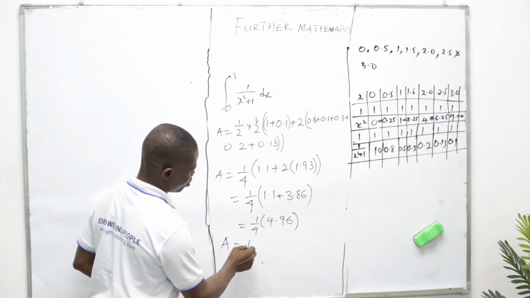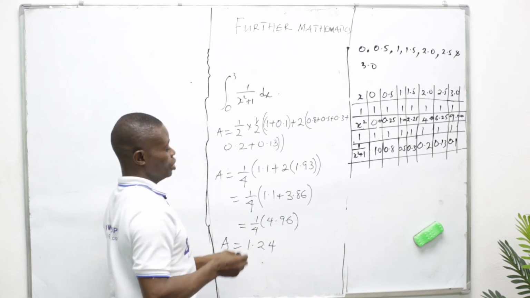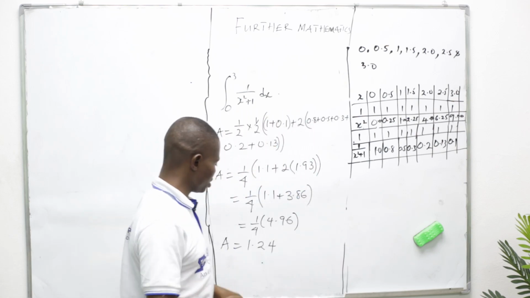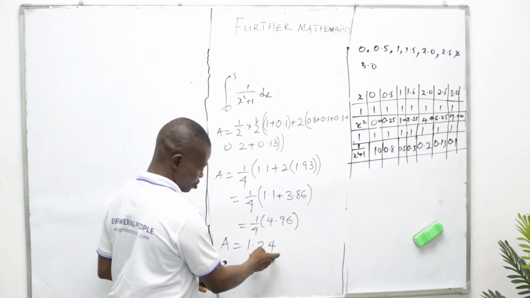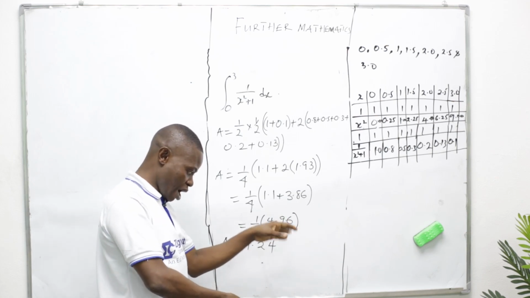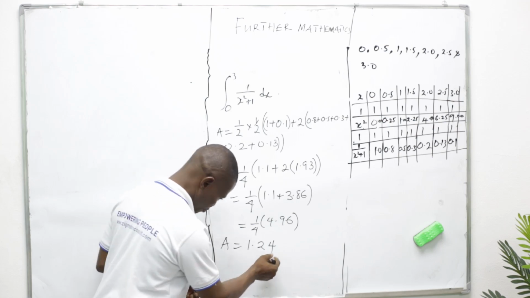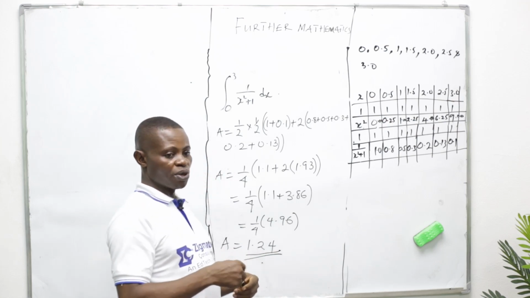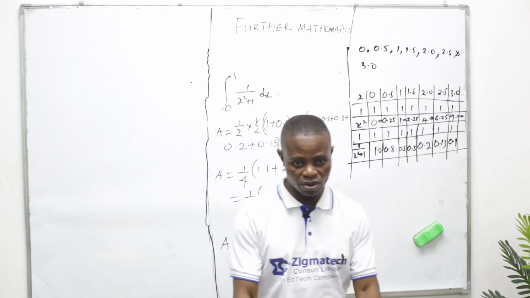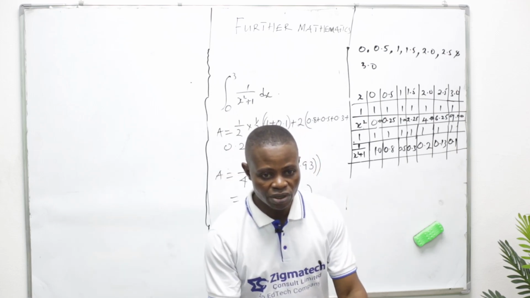A equals 1.24. Instruction was given to us. What is the instruction? To 2 decimal places. Now let's do it. 1, 2. Can anything approximate? Nothing is at the back of 4. Therefore, our answer is 1.24. Let us go back to another question.